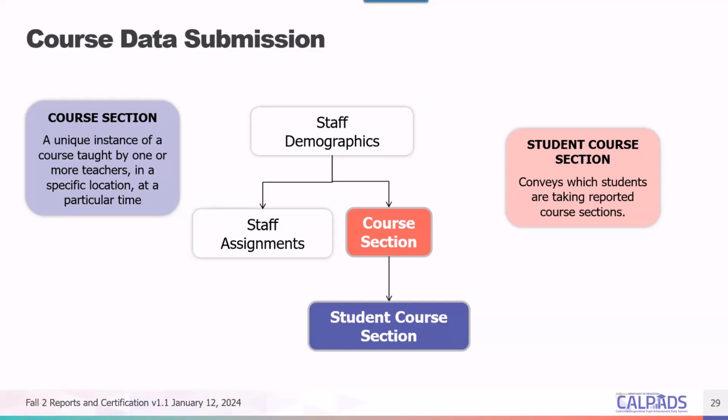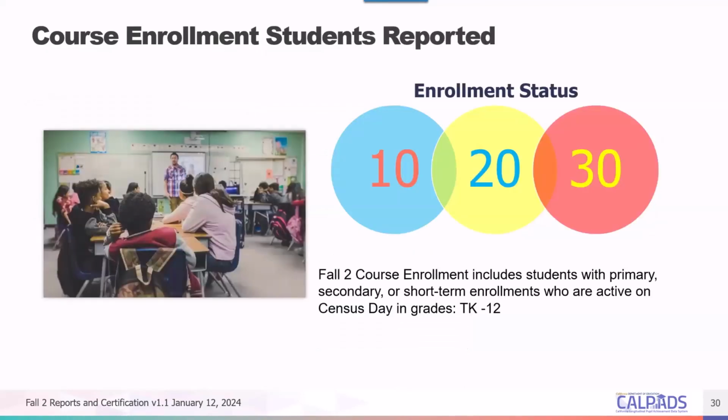The student course section is just the enrollment of those students in the course on census day. You're tying those students to that course on census day. And so those students who are enrolled on census day, we want all the primary enrollments. You can't certify if you miss any of your primary enrollments. And then all of your short-term enrollments, or enrollment status 30. And so if you have an education option school and a student was enrolled at that school on census day, what courses did that student receive while they were enrolled?